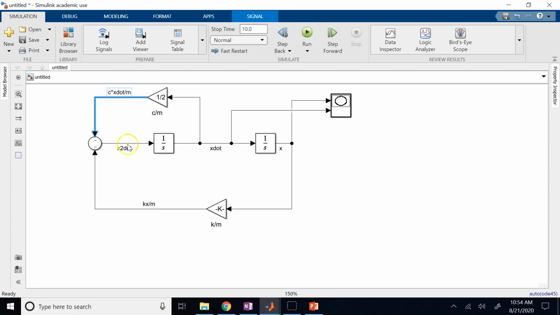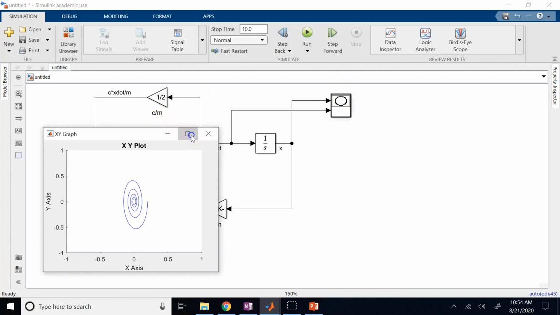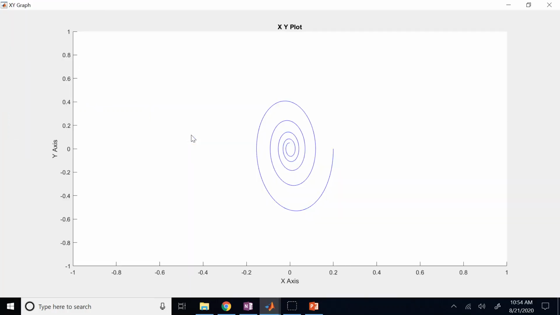C times X dot over M, and this is K times X over M. Okay, and now let's do it again here. Yes, I guess now you can easily see the spiral, and the system energy is being wasted. If we continue a little bit more time, the time is implicit here, you cannot see it, then it will ultimately stop, right?